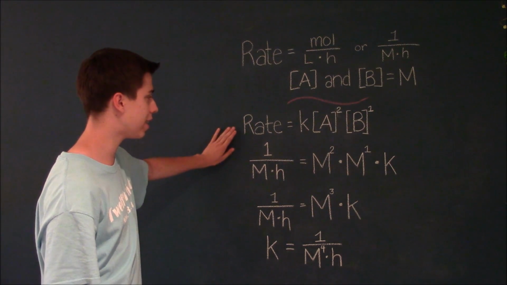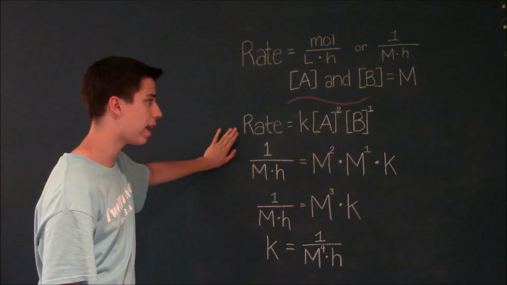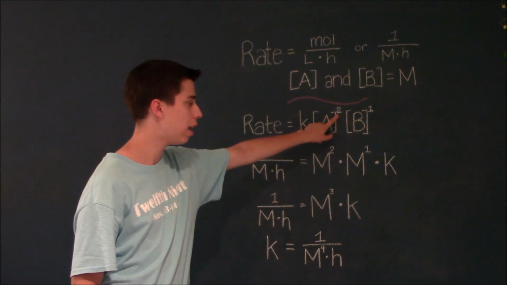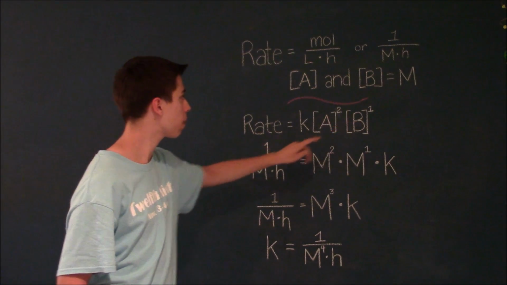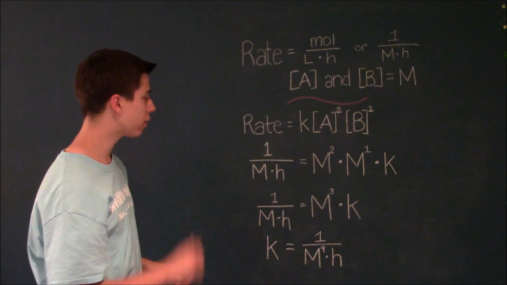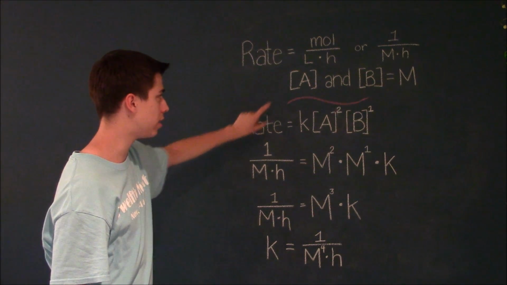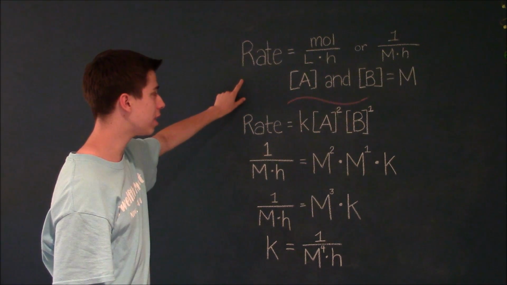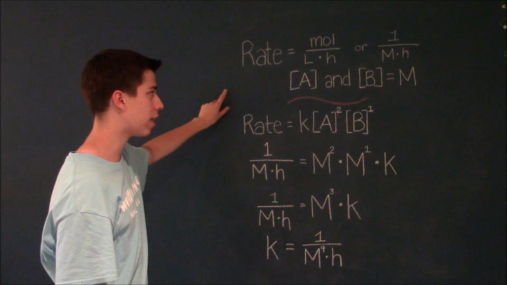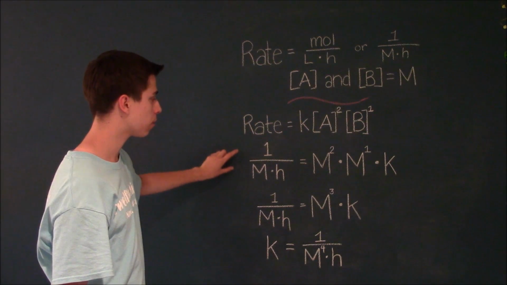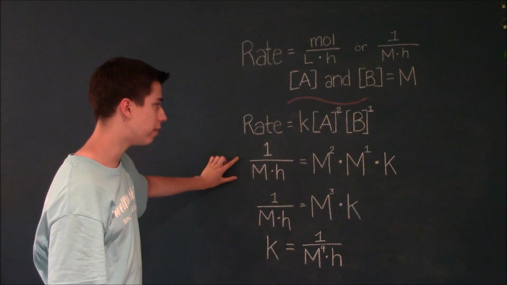So let's look at the example equation with the two reactants A and B. In this example, A has an order of 2 and B has an order of 1. So since we're solving for labels, we're going to plug in the labels of each variable into the equation. So rate has a label of moles over liters times hours, or 1 over molar hours. A and B both have labels of molarity.